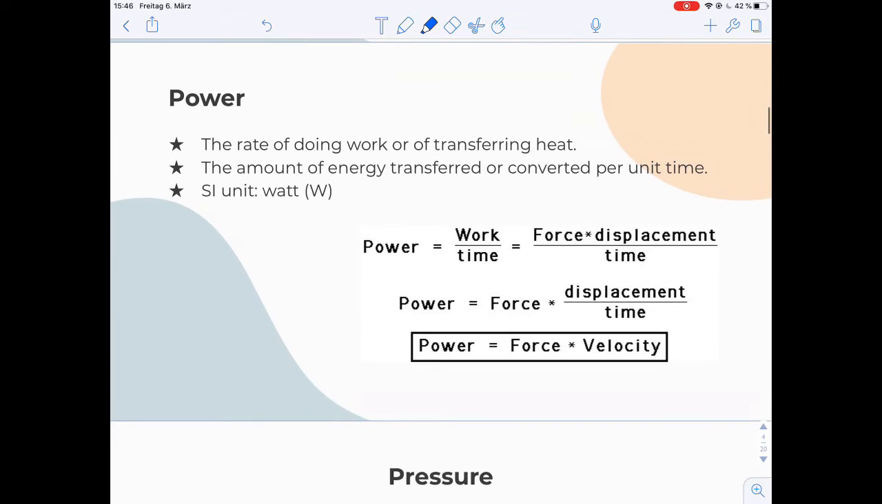Then, power is the rate of doing work or of transferring heat, and the amount of energy transferred or converted per unit of time. That is also a definition of work, and its main unit is the watt. Here is the formula of power, and also we can take work over time.